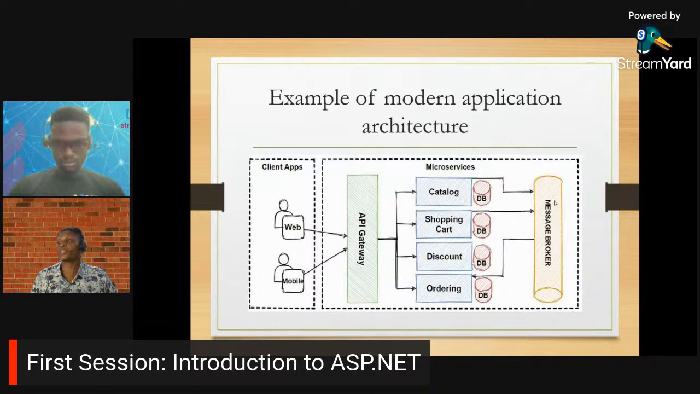Then there is the messaging bus. So how do these talk to each other? They talk to each other through the messaging bus. But the catalog does not know there's a shopping cart. Shopping cart does not know there's a discount. Discount does not know there's an ordering. Each of them has its own separate database, but they talk through a messaging bus.